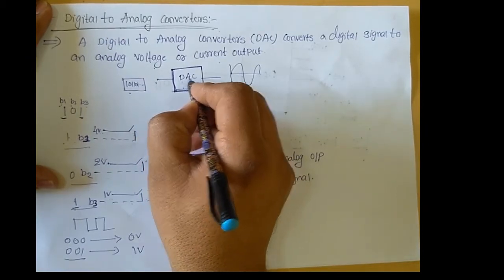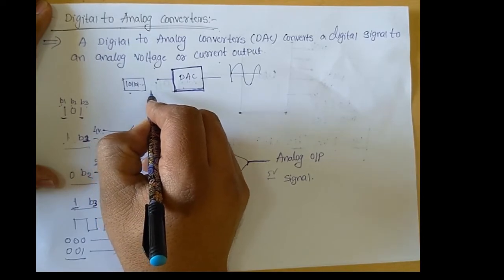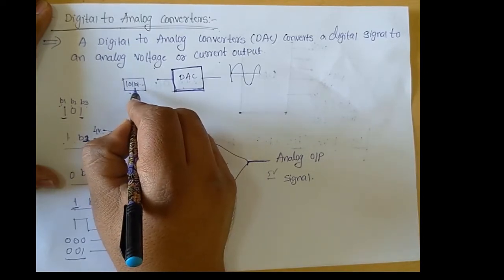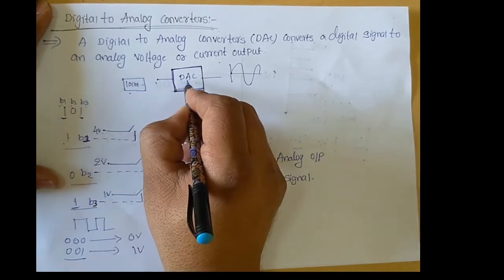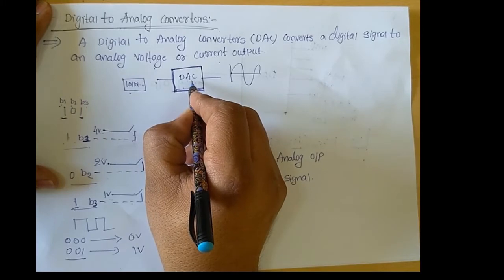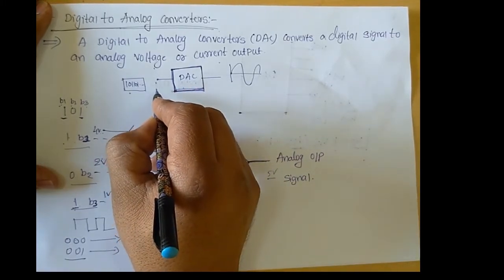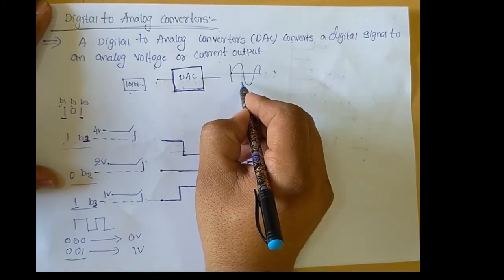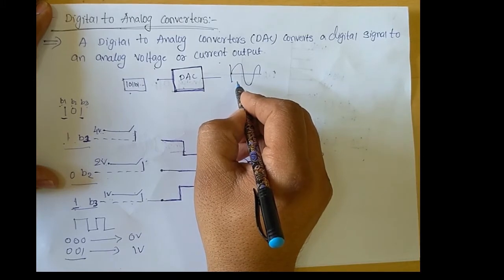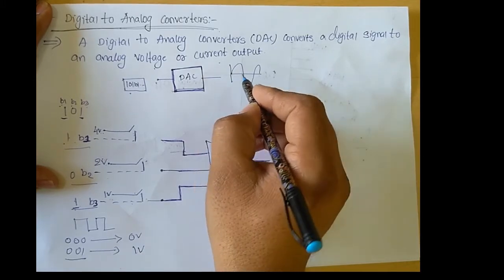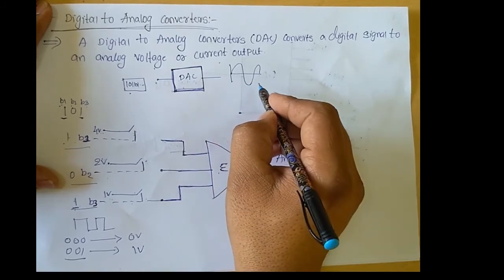Here we are giving the input signal as a digital input, or digital bit word, that is 101101. This digital bit word is given to the input of this digital to analog converter, and this converter converts the given digital information to analog information. Here we collect the output signal in analog form, and this output signal may be available in voltage form or current form.